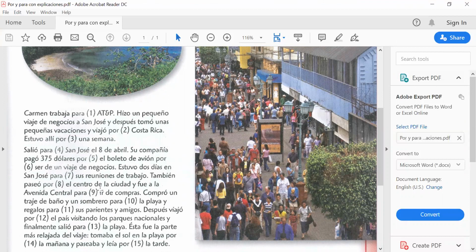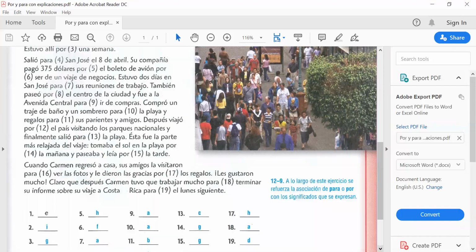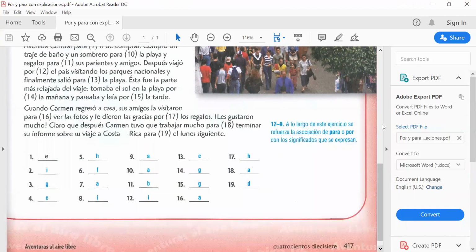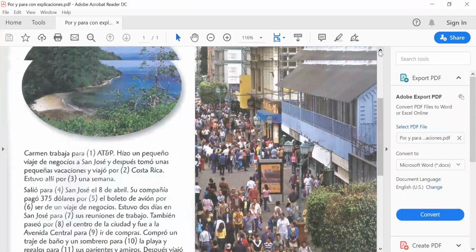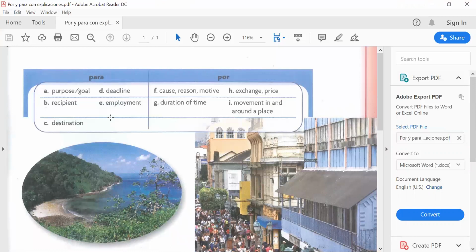So you get the gist of how this goes, and you can look through and you already have all the right answers here for you, either por or para. Then you can go down below where we have been going to see what the right answer is, and then go up above here and see what it might be.